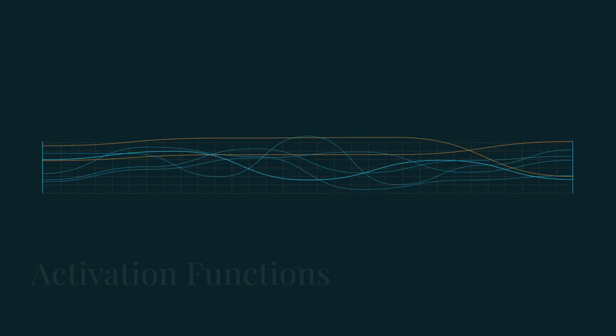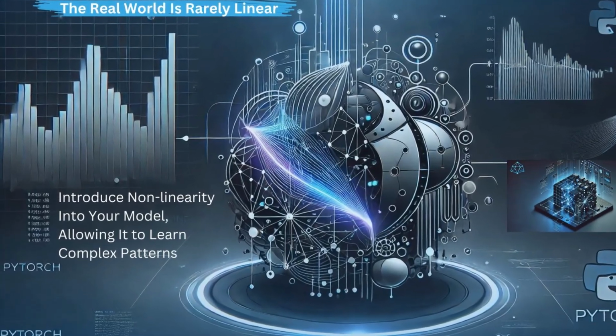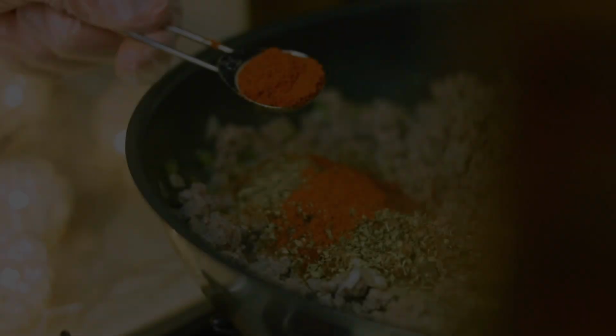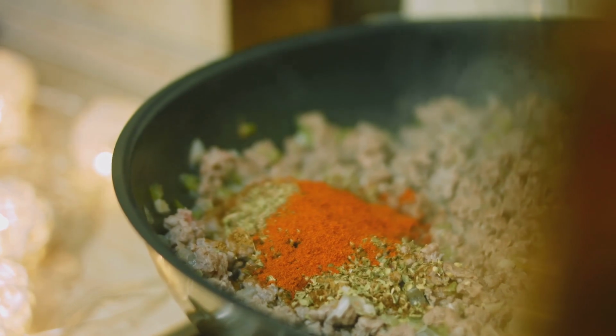Section 4, from linearity to non-linearity, activation functions. The real world is rarely linear. Relationships between variables are often complex and non-linear. Activation functions are like spices in a recipe. They add flavor and depth to our models.